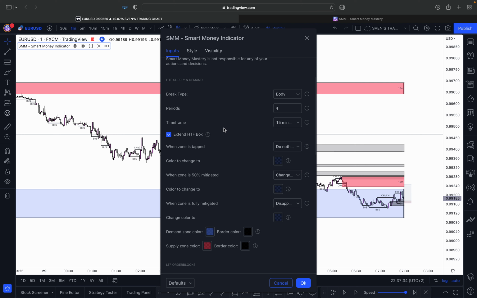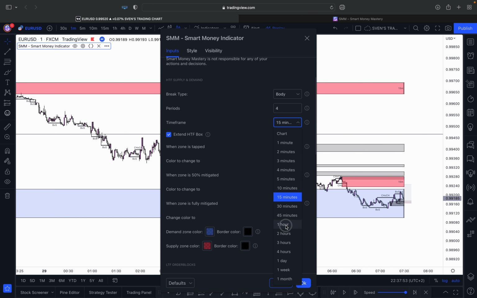With the time frame setting, you can choose on the lower time frames to see which demand or supply zone is available. On default, we have it on 15. You will also see that printed on the chart itself. We're currently on only 1 minute time frame, but the 15-minute demand and supply zones are visible.